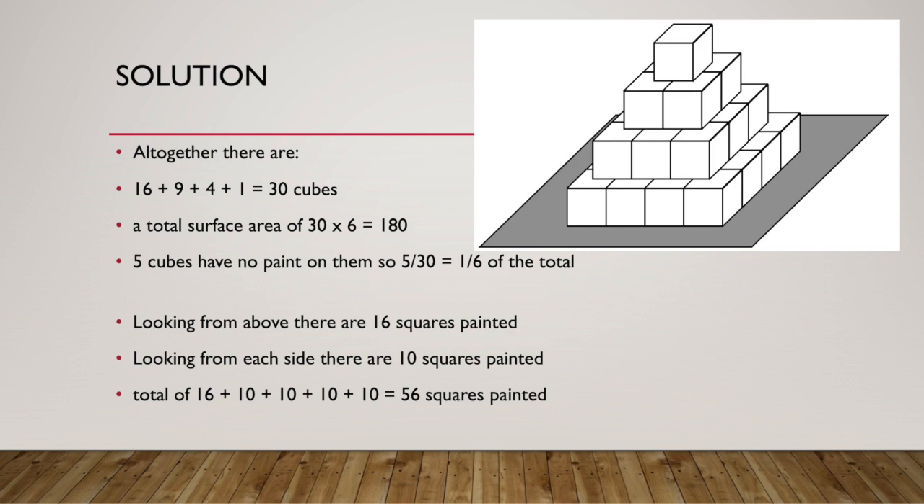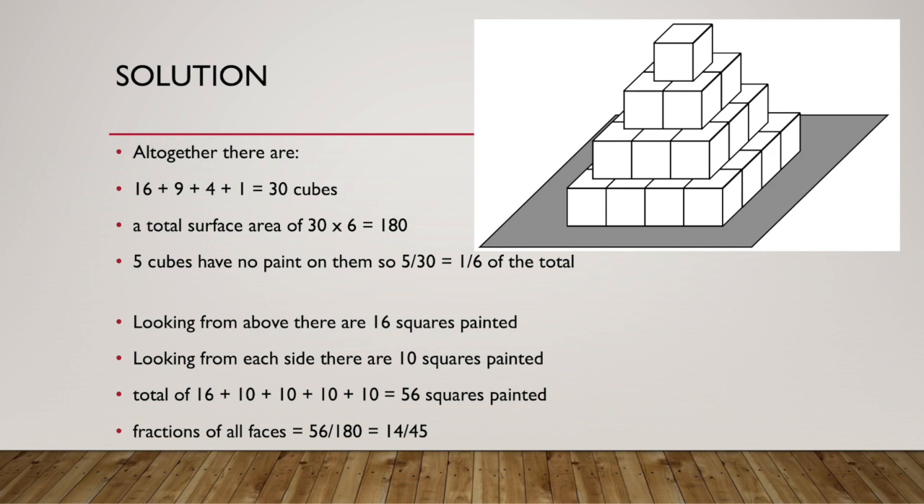So even though only 1/6 of the cubes have no paint on them, altogether 56 out of 180, which simplifies to 14 out of 45, of the surface has been painted. So well under half of the shape has been painted.